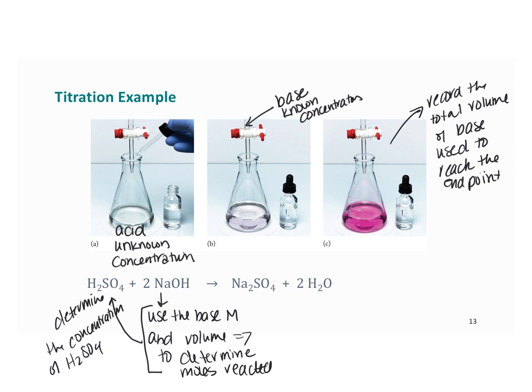So this is what you would do in the lab. You would add these 2 things together. It would turn pink. You would reach your endpoint. And so now you're going to calculate what your original concentration of H2SO4 was.